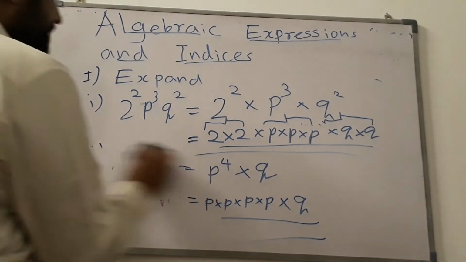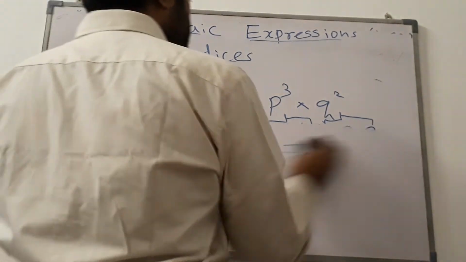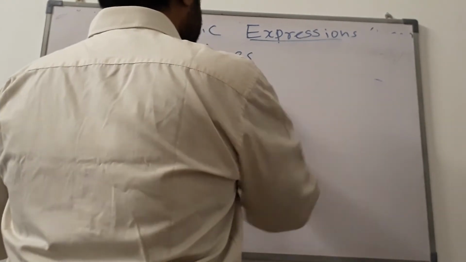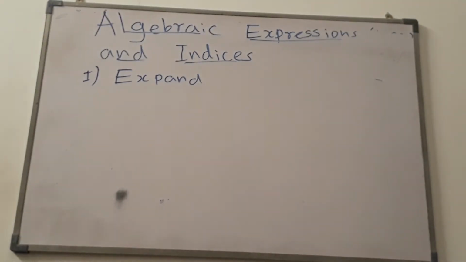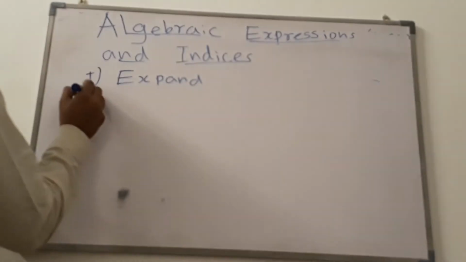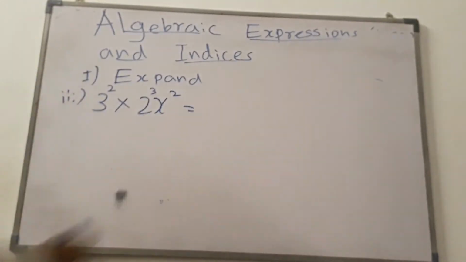Next is the third question: 3 squared times 2 cubed and x squared. We have to expand this.